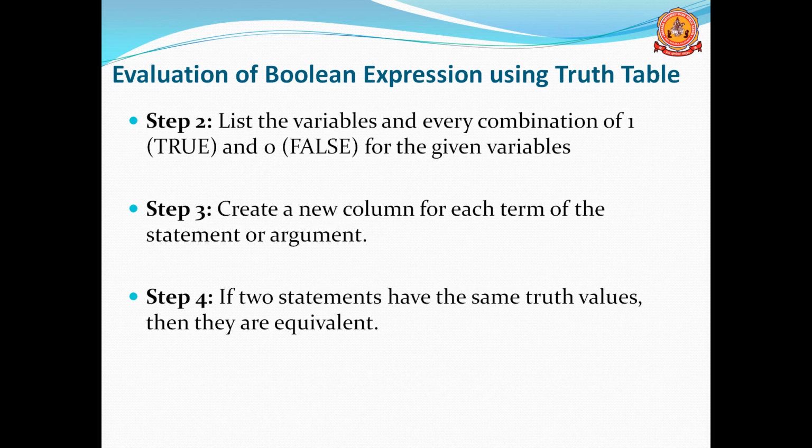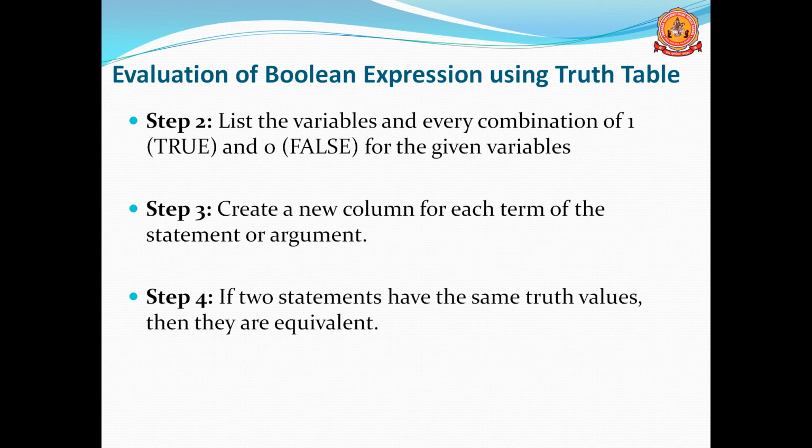In the second step, list the variables. First you have to list the variables, then every combination of 0 and 1 for the given variables. Normally we have to list the values for every combination of 0 and 1. If there are 2 variables, 4 combinations will be available, so we should write all the 4 combinations.